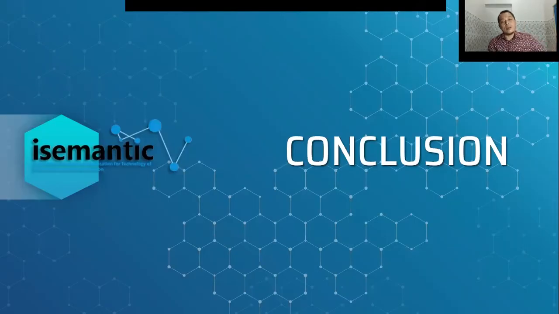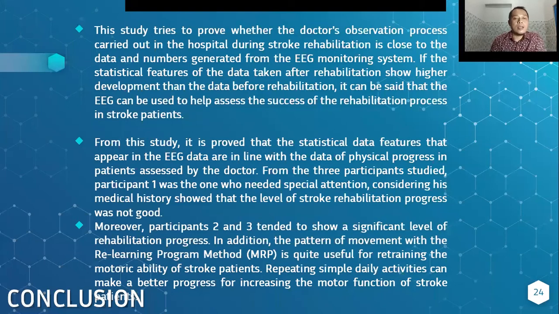Conclusion. This study tries to prove whether the data observation process carried out in the hospital during stroke rehabilitation is close to the data and numbers generated from the EEG monitoring system. If the statistical features of the data taken after rehabilitation show higher development than the data before rehabilitation, it can be said that the EEG can be used to help assess the success of the rehabilitation process in stroke patients.